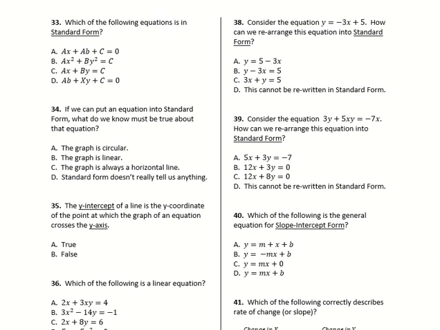33. Which of the following equations is in standard form? A, ax + ab + c = 0. B, ax² + by² = c. C, ax + by = c. D, ab + xy + c = 0.